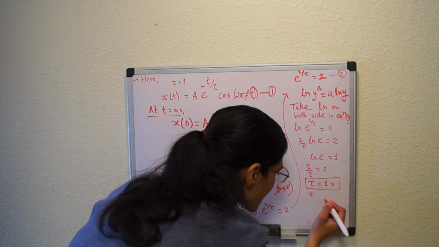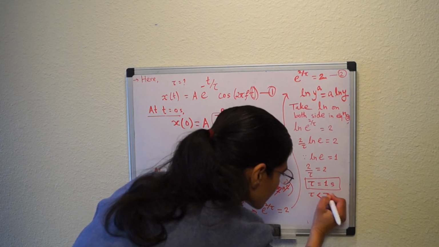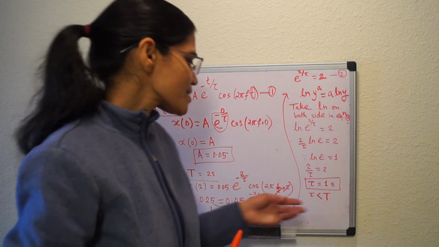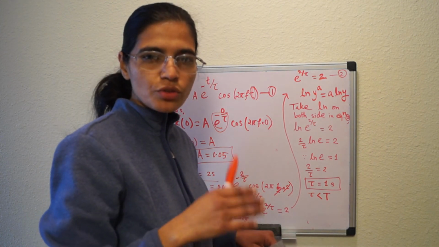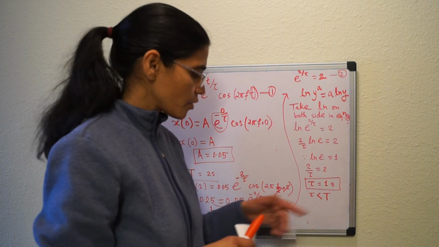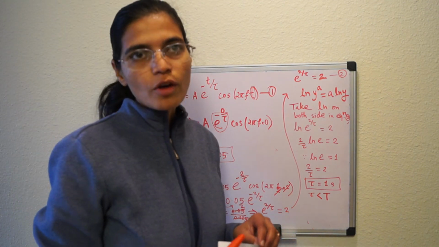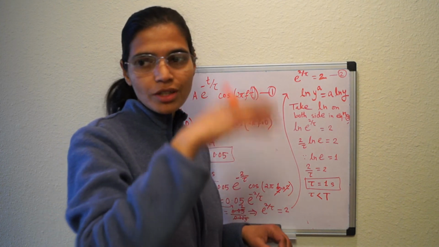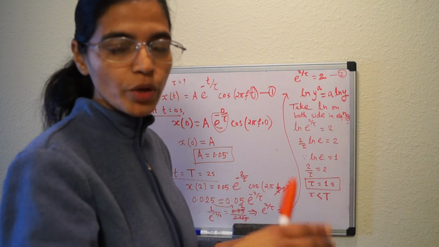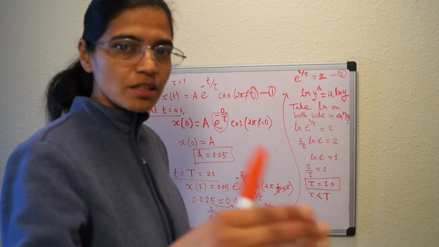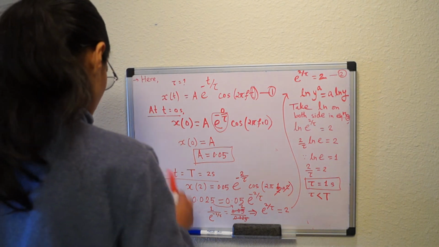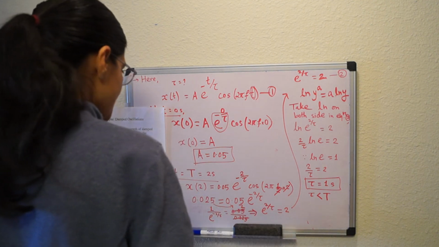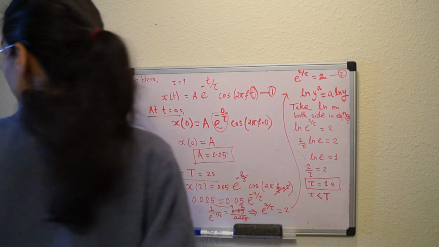So this tau is actually smaller than the period. This means the oscillation is going to die out much quicker. For example, let's say we had a very, very large value of the time constant tau. Then the oscillation will last forever. Okay, so that is about damped oscillations.